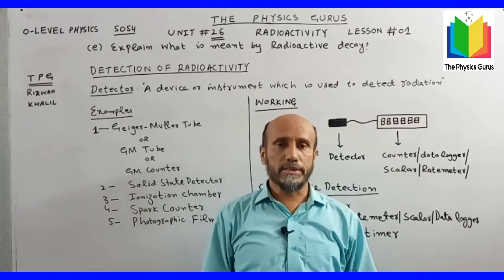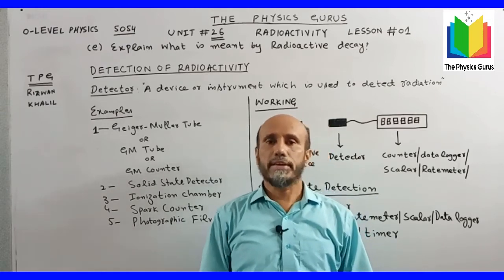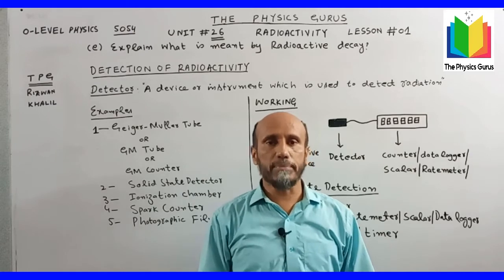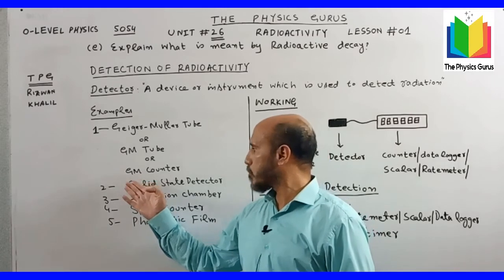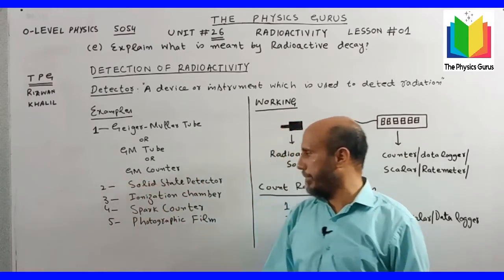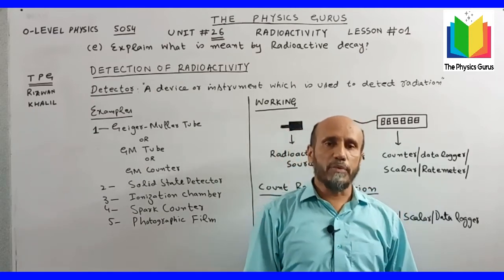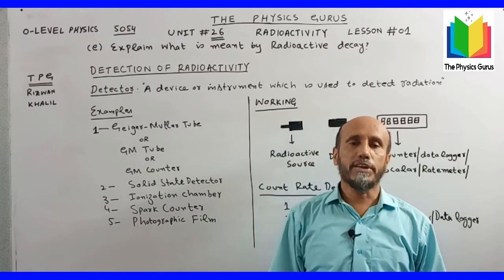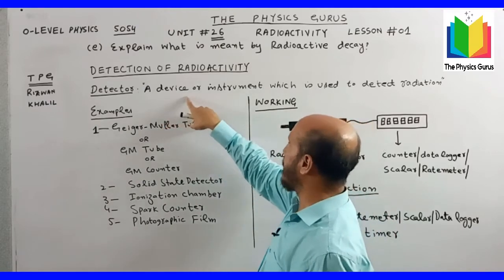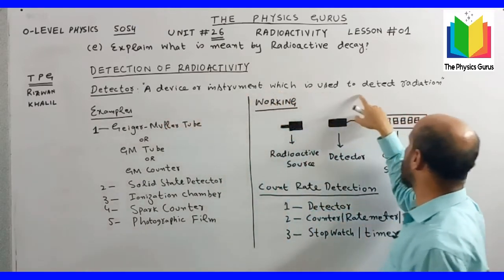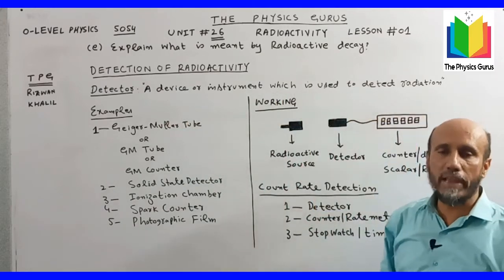There are many detectors which are being used for detecting radiation. Likewise, the Geiger-Müller tube, or GM counter or GM tube. Then solid state detector, ionization chamber, spark counter and photographic film. These are different types of detectors which are being used to detect the presence of radiation. So what is a detector? A device or an instrument which is used to detect the radiation. So how many types of detectors are there?